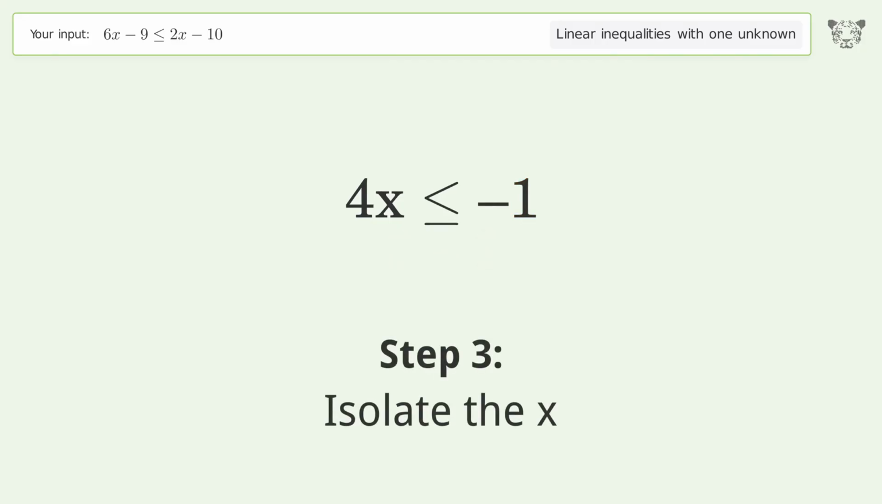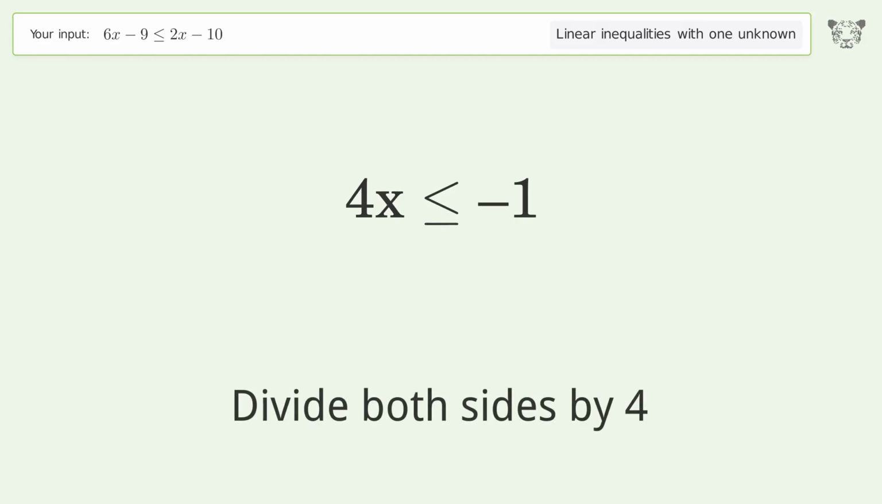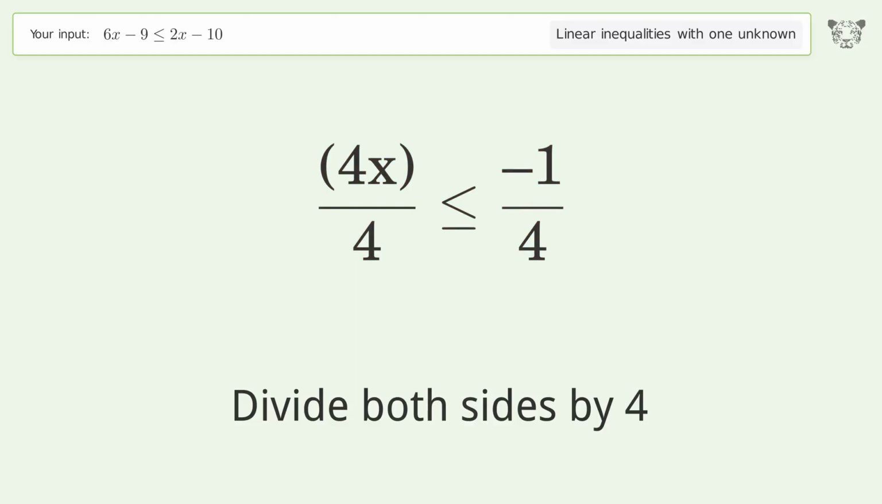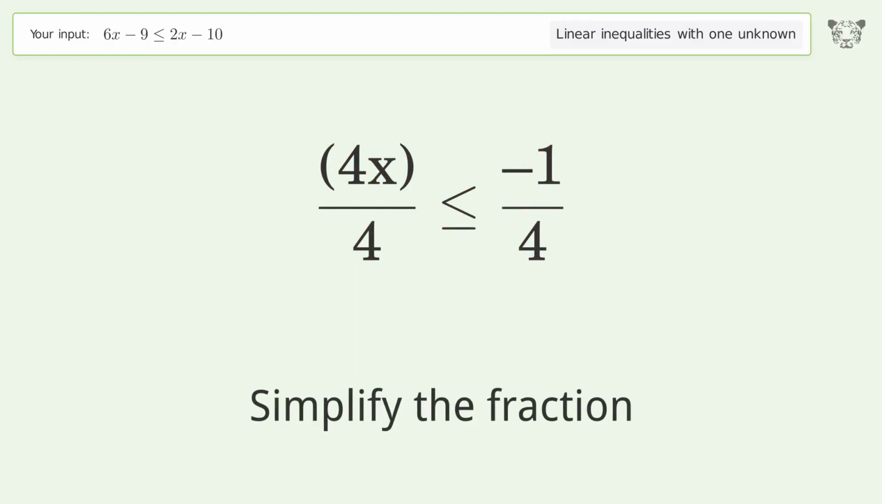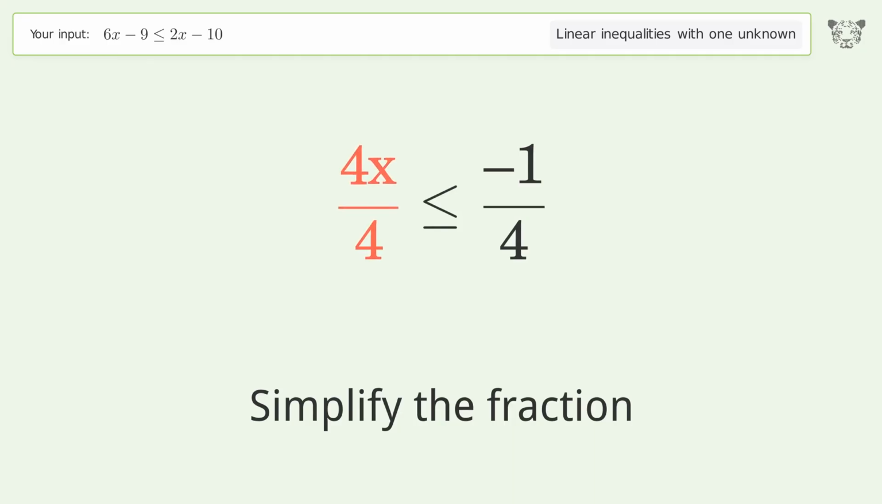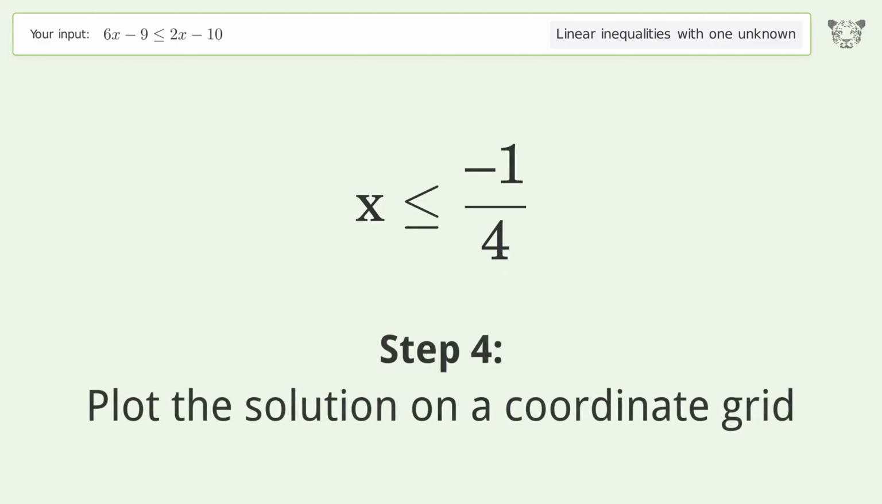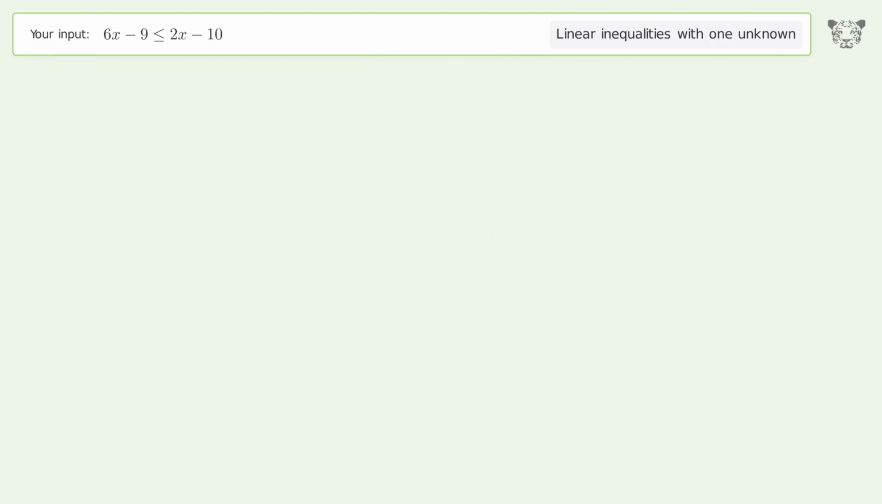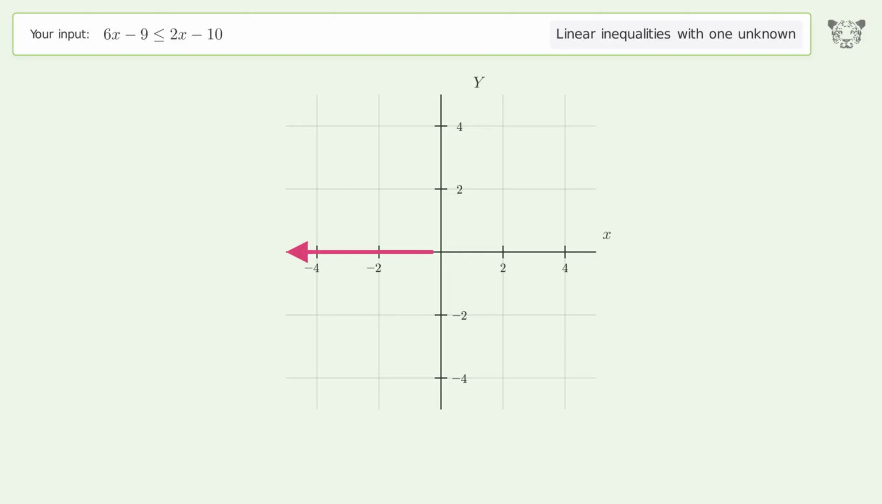Isolate the x. Divide both sides by 4. Simplify the fraction. Plot the solution on a coordinate grid. And so the final result is x equal or smaller than -1/4.